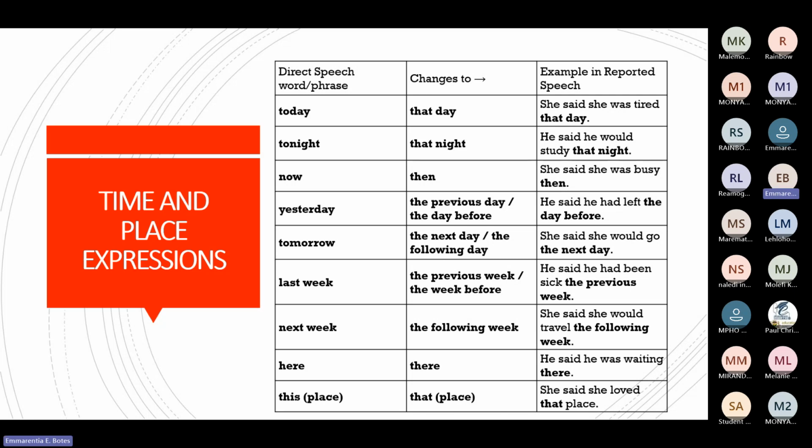Tomorrow becomes the next day or the following day. She said she would go the next day, or she said she would go the following day. Last week will become the previous week or the week before. He said he had been sick the previous week, or he said he had been sick the week before. Next week will become the following week. She said she would travel the following week. Here becomes there. He said he was waiting there. Then this becomes that. So it's a place. She said she loved that place.